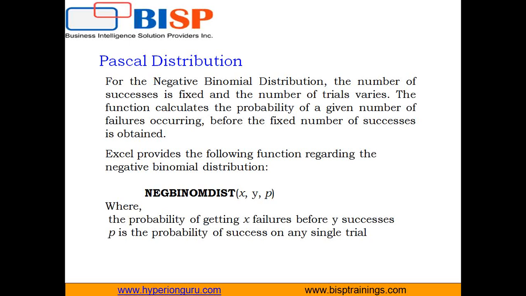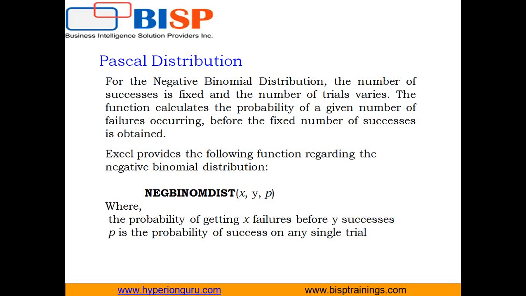The Excel function that can be used for calculation of negative binomial distribution is NEGBINOMDIST: NEG for negative, BINOM for binomial, and DIST for distribution. It takes three arguments. The first one is X, which means the number of failures, Y means the number of successes, and P stands for the probability of success.